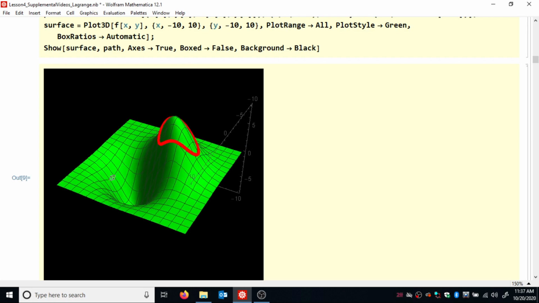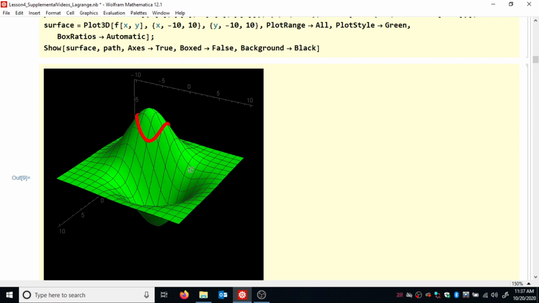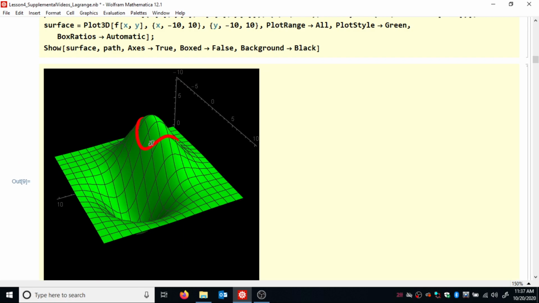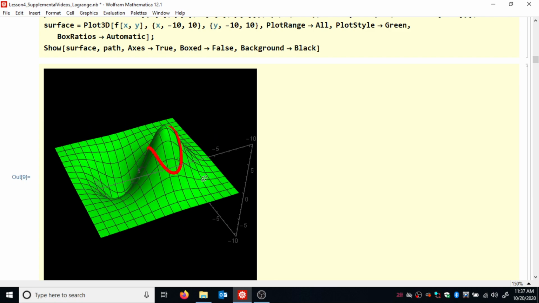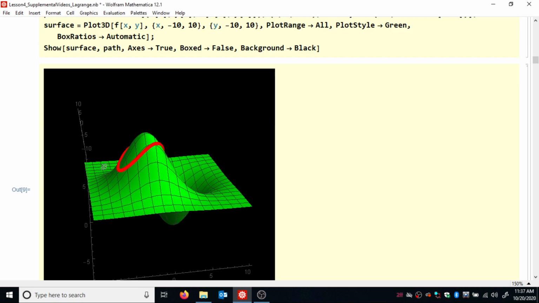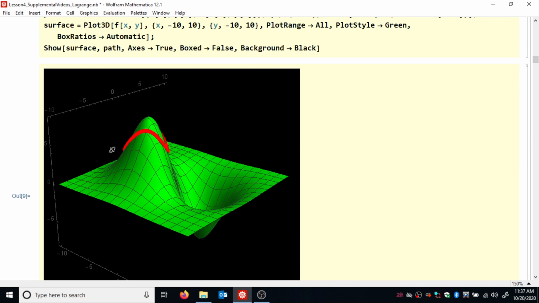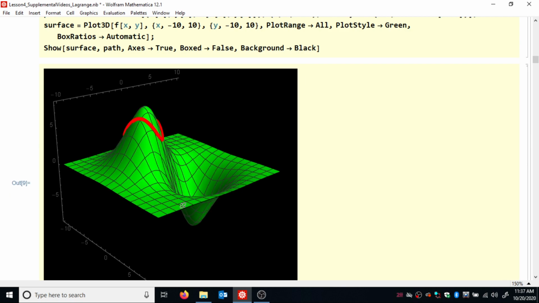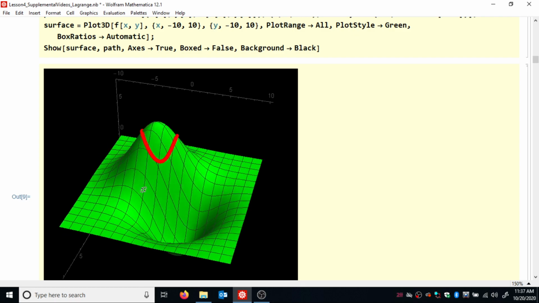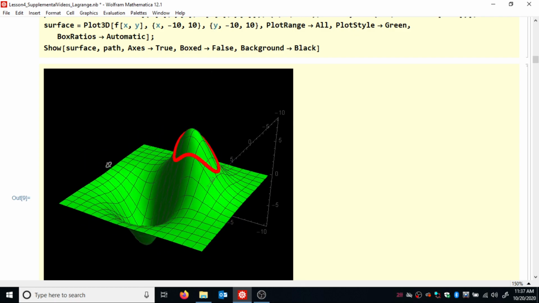And as a constrained optimization problem, I care about the points on this hiking trail that have the highest and lowest z values. That's what I mean by constrained optimization. I'm not looking for the top of the green mountain or the bottom of the green mountain. I'm looking for the highest and lowest points on this red hiking trail.